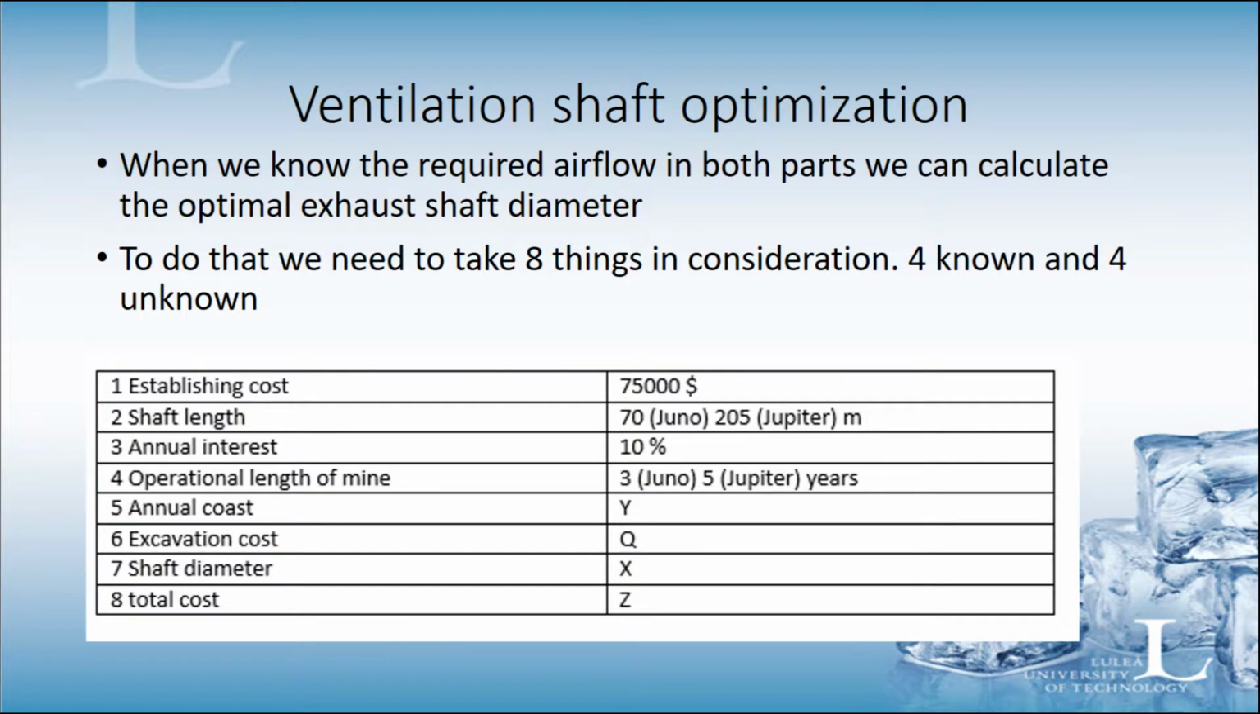When we know the required airflow in both parts, we can calculate the optimal exhaust shaft diameter. To do that, we need to take 8 things into consideration, 4 known and 4 unknown. The 4 known are establishing cost, shaft length, annual interest, and operational length of mine. The 4 unknown are annual cost, excavation cost, shaft diameter and total cost.